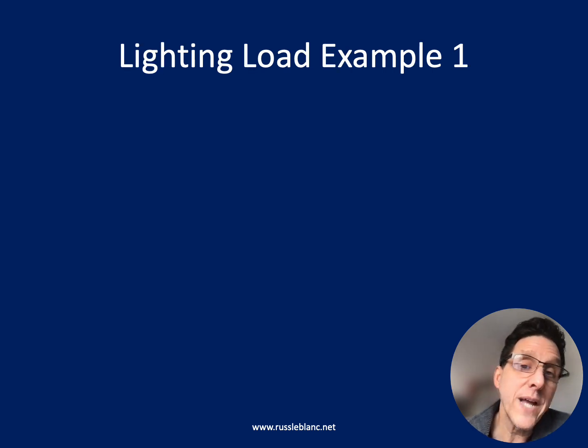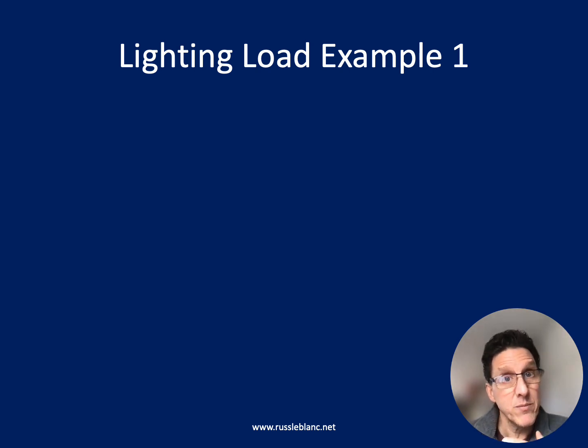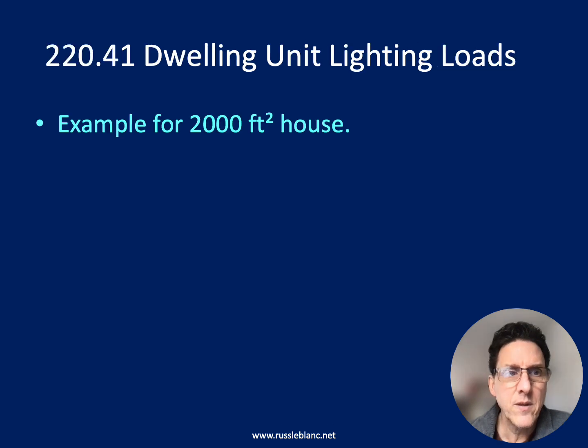All right, now let's do a lighting load. So we know how to calculate the floor area, and the minimum lighting load is 3 volt amps per square foot. So let's put those 2 things together now. For this example, we're going to use a 2,000 square foot house.